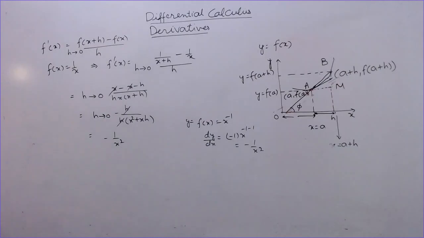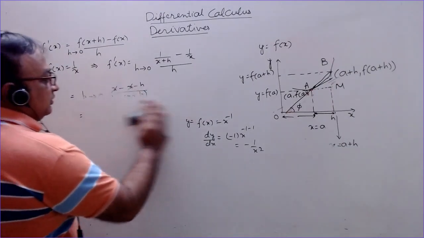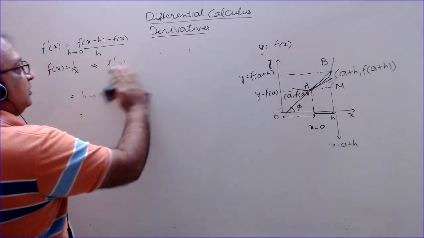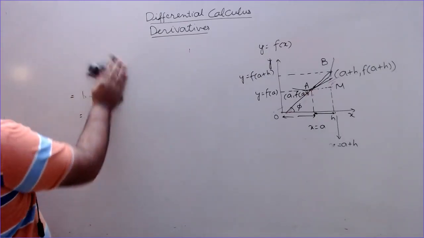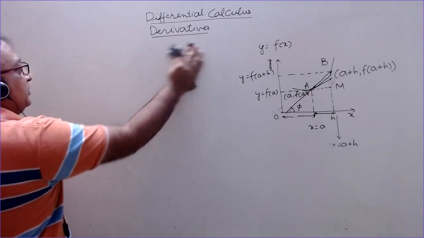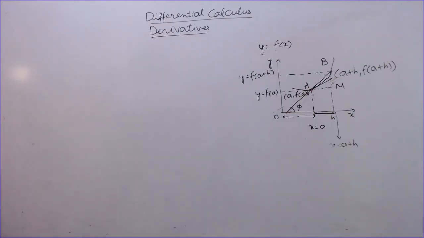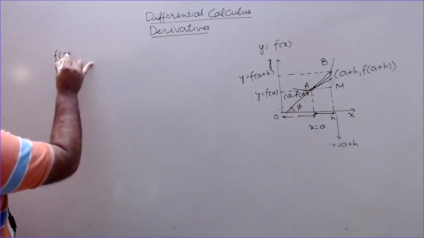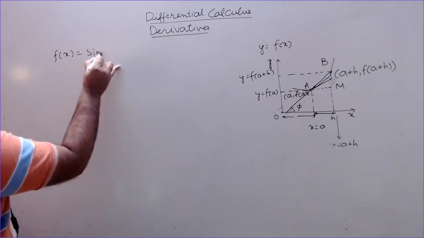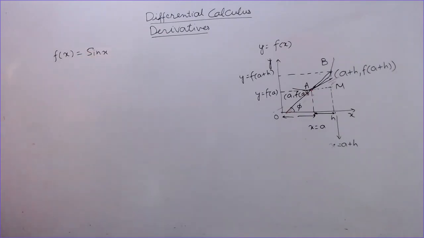Let us take the example of a trigonometric function. And let me remind you that these functions, be it a polynomial, trigonometric, logarithmic or exponential function, are always continuous. So f(x) equal to sin x. We have to find the differential, or derivative, of this function.